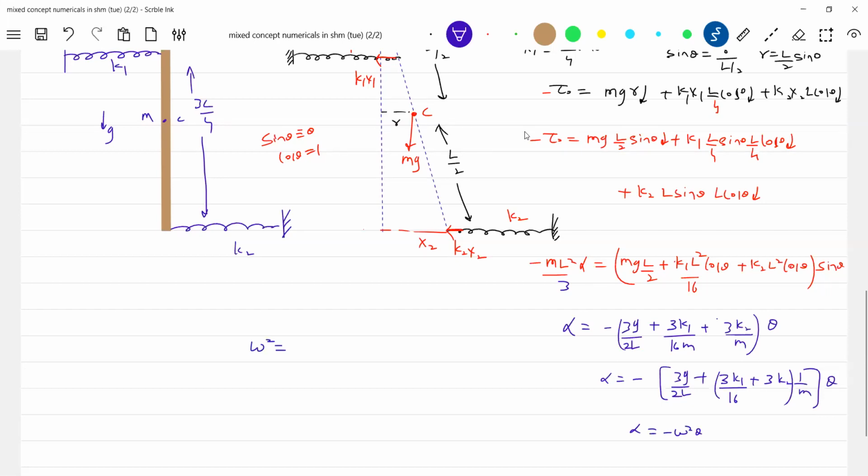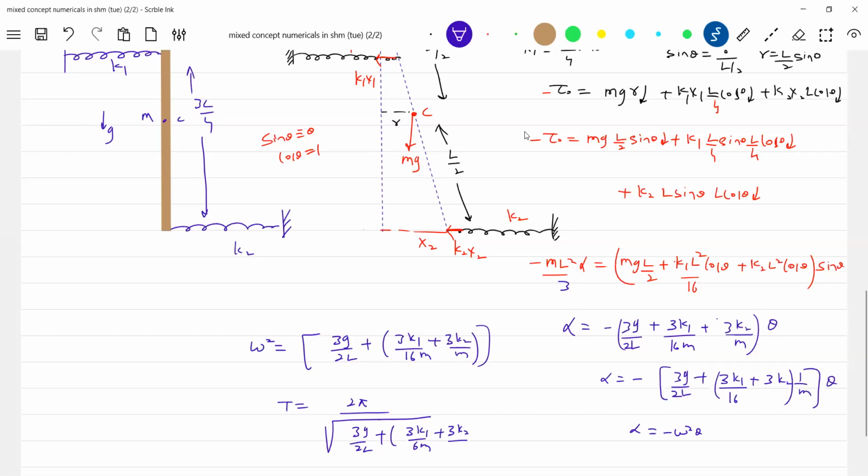Therefore this omega square will be a very big quantity: 3g by 2l, 3k1 by 16, I think let me write m here, so 3k2 by m. So the time period will be 2 pi root of this, and this will be the time period of oscillations.